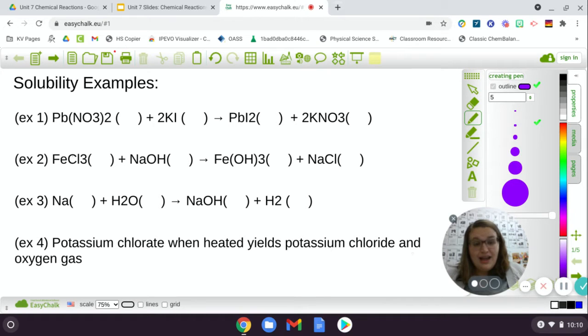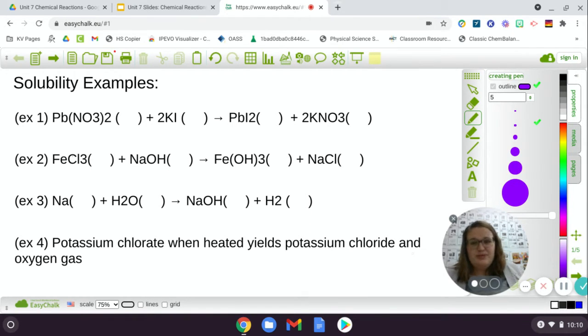Now, when we get to lone elements, there's a little bit different things that happen. If it's a lone metal by itself, it's usually going to be solid. Diatomics are usually gases, except for bromine, that's a liquid. Covalent compounds are going to generally be gases, except for water, which is generally a liquid.